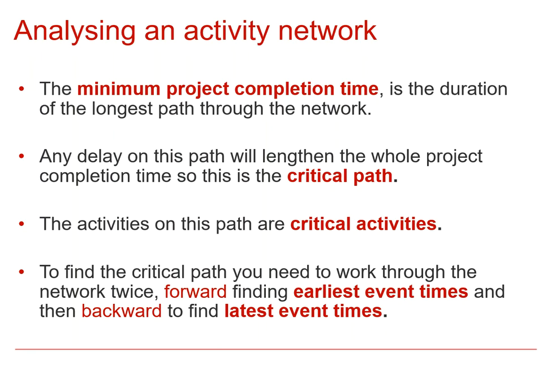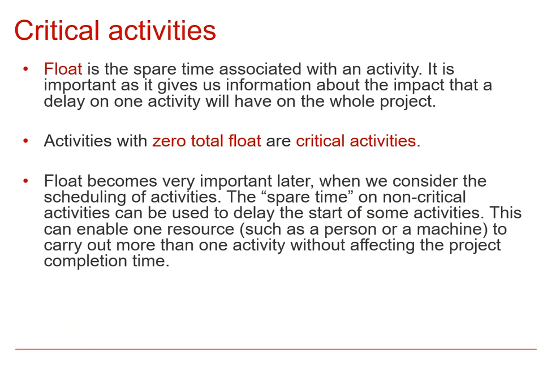Now we've already seen how to do forward and backward passes to find the earliest and latest event times. Once we've done that, then we can work out what are the critical activities and therefore find the critical path. We're also going to introduce the idea of float in this video. Now that is essentially any spare time that's associated with an activity, or any sort of flexibility in terms of when the activity can start and end. Activities that have zero total float are called critical activities.